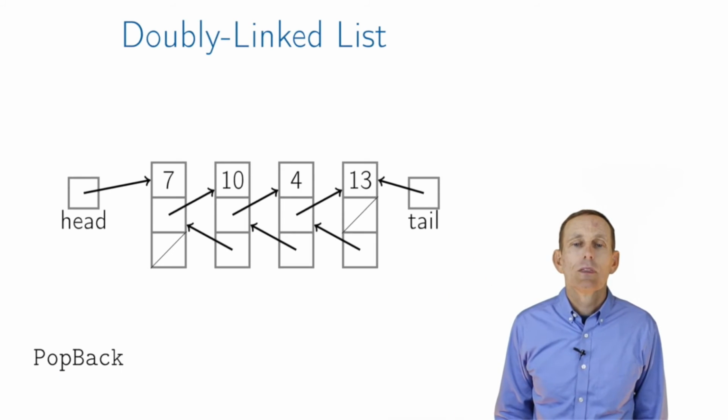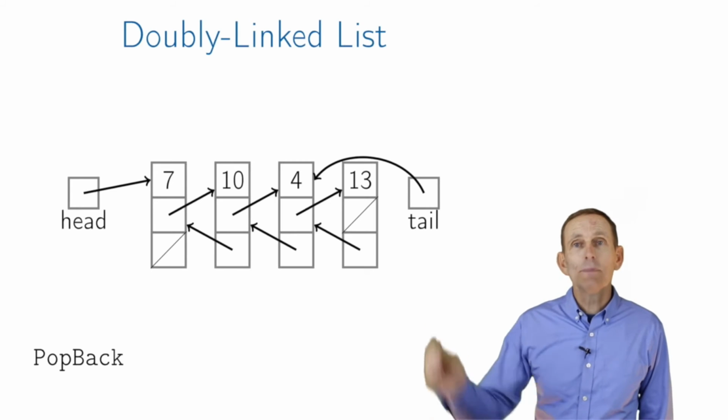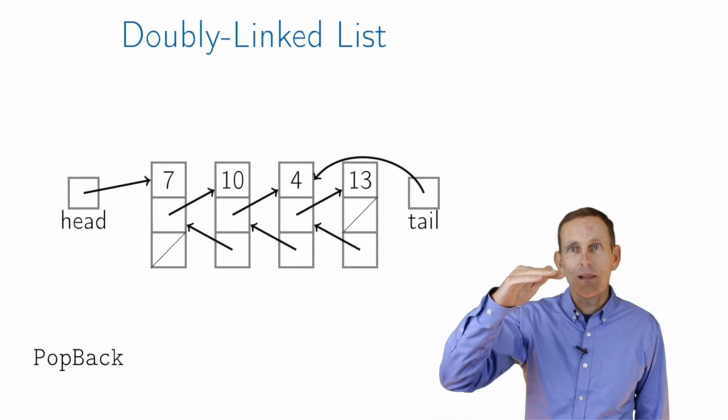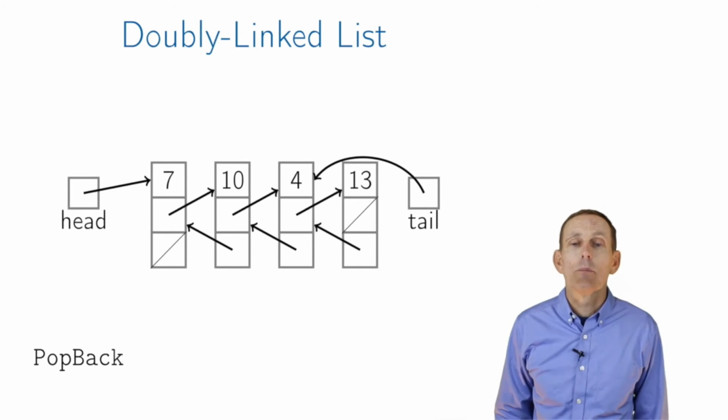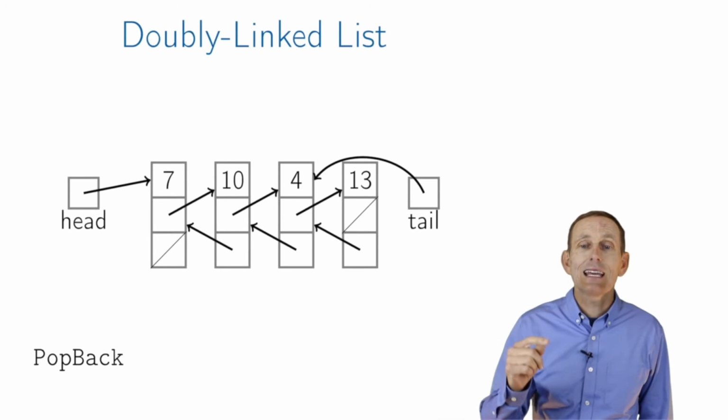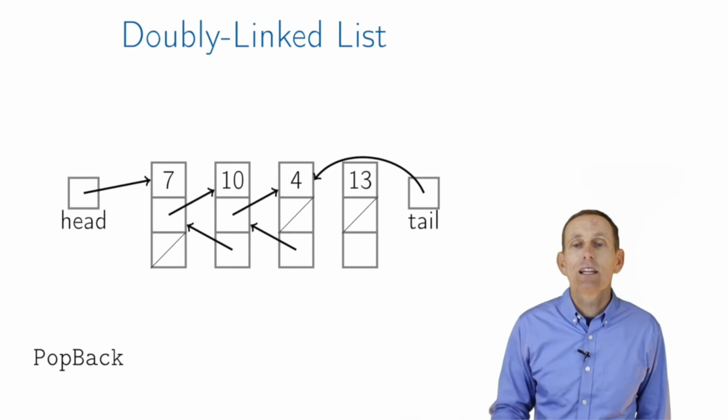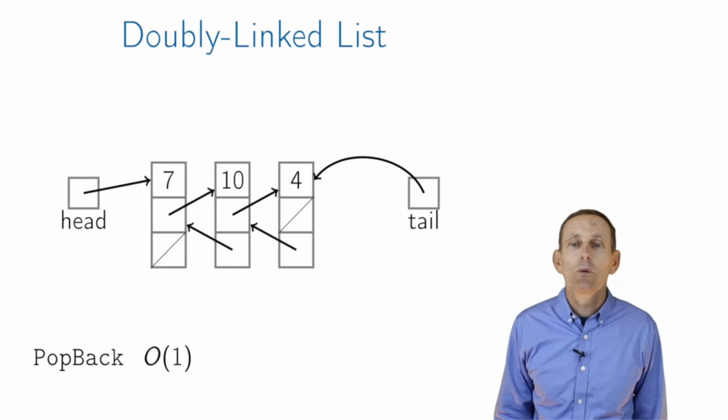So that means if we're trying to pop the back, that's going to work pretty well. What we're going to do is update the tail pointer to point to the previous element, because again, we could get there in order 1 operation, and then update its next pointer to be nil, and then finally remove the node. So that's order 1.